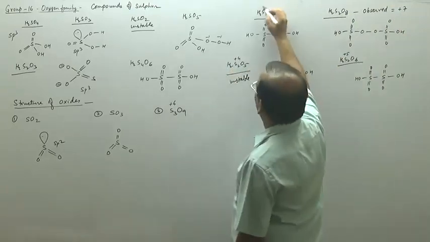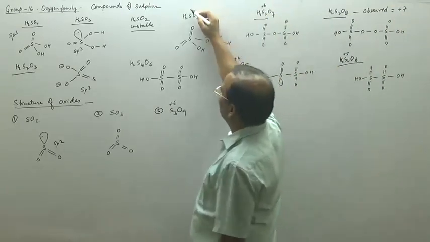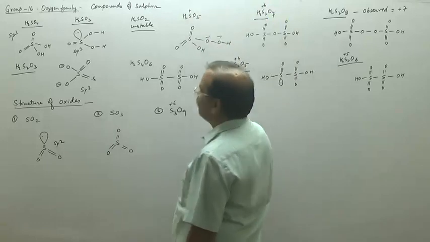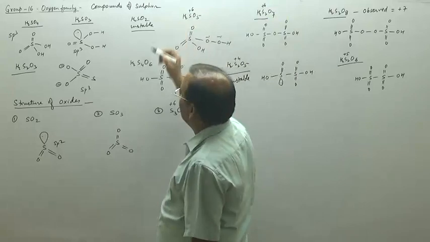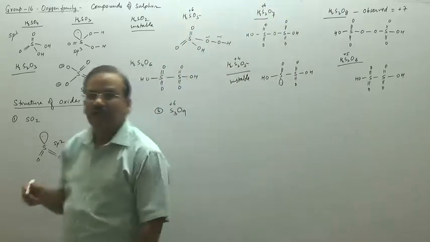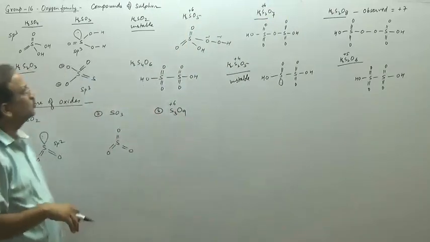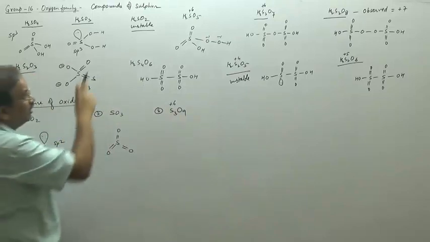Here it is +6, the observed, and that is +6. Here it is, we used to write that. Again, there is a peroxide bond, but it is not a multi-central atom. It will be +6. So in this case, it is unstable. We used to write that, and we get the structure like this. So that is all we can write about those acids.